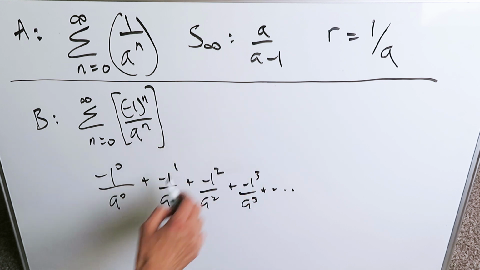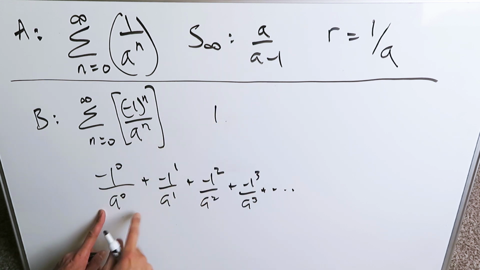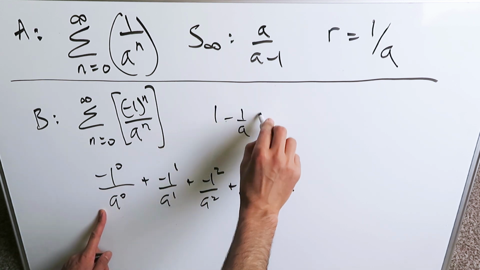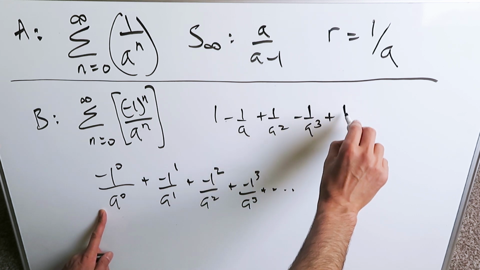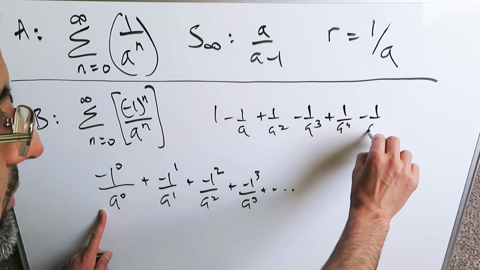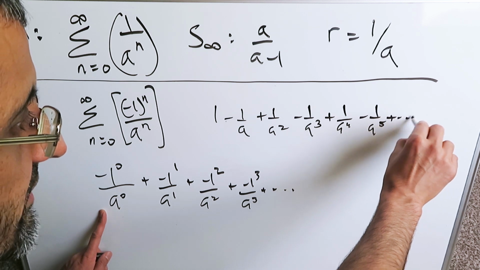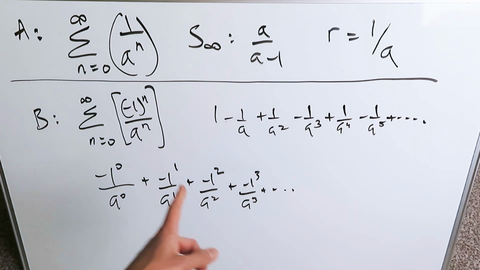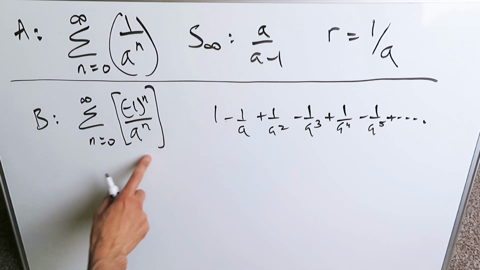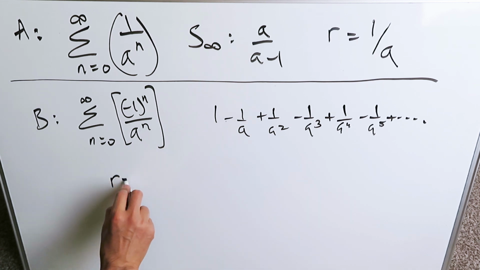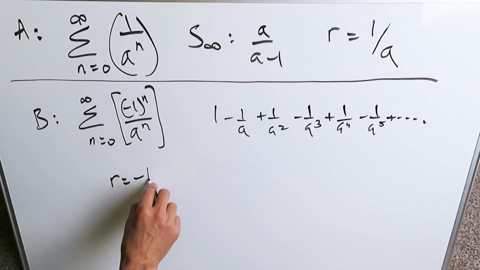When you open it up, you'll see that you have a 1. This right here would be equal to 1. Then you'll have a minus 1 over a. Then you'll have a plus 1 over a squared. Then you'll have a minus 1 over a cubed. Then plus 1 over a to the 4. Minus 1 over a to the 5. And plus on and on. That's what you would have. You're seeing alternating positive and negative terms. In this particular case, when you see something like this and you know it's a geometric series, your common ratio is equal to what you see over here but with a minus.